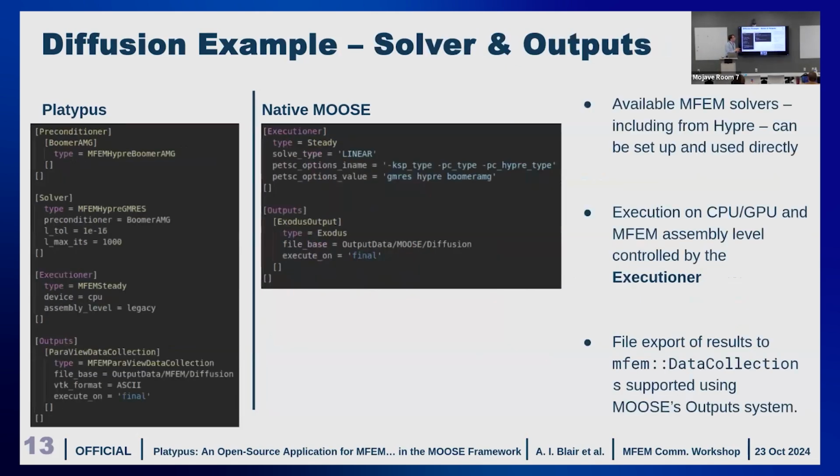And for solvers, we have some solver blocks, which are handled in the executioner, which is a Moose concept for the object that actually handles the solver itself. The executioner is a Moose block. Critically, we have the ability to set the device to be not just the CPU, but CUDA and other assembly levels as appropriate. Whereas we'll see in Platypus, that's not an option.